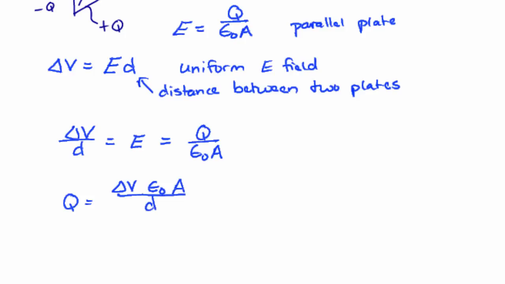So this basically says that the charge on the plates is directly proportional to that potential difference. So the ratio of the charge to the potential difference is then going to be equal to the permittivity of free space times the surface area divided by the distance. This is just the geometry of the plates.